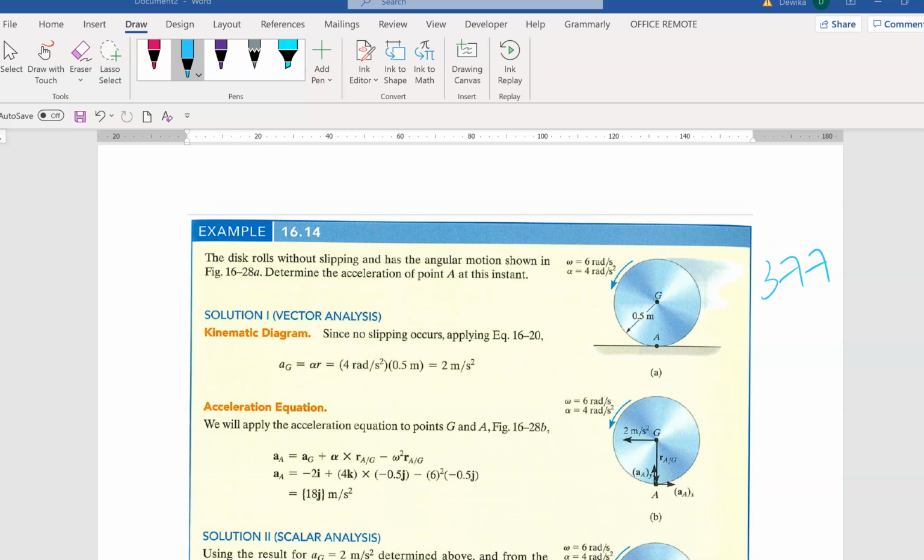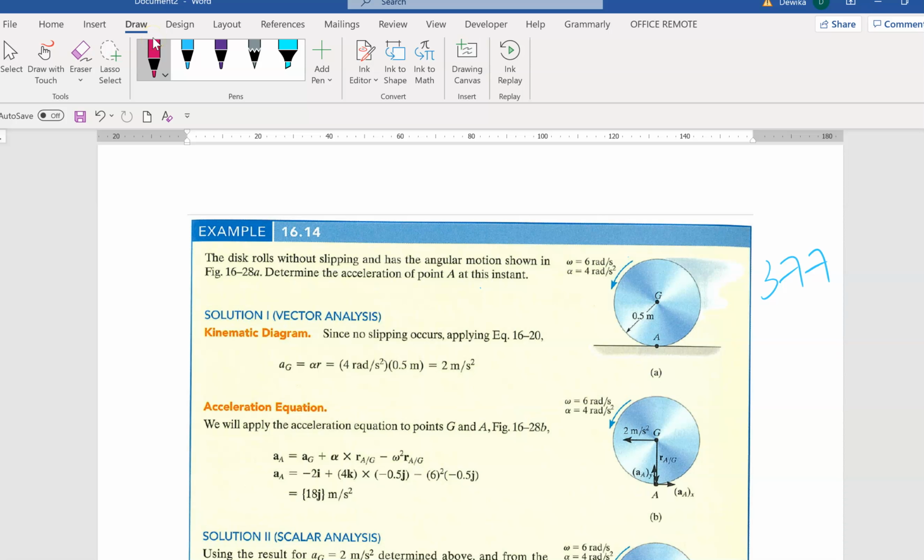If you look at this question, it says the disk rolls without slipping and has an angular motion as shown here. So what is the angular motion? We have 6 and we have 4. We have point G and point A. Determine the acceleration at point A. Remember this omega value and alpha value are actually applicable for G. So what they want is the acceleration at point A. We need to find the value there.